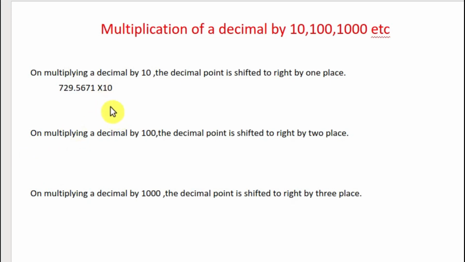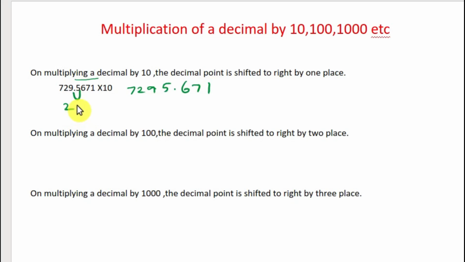Multiplication of a decimal by 10, 100, 1000, etc. On multiplying a decimal by 10, the decimal point is shifted to the right by one place. For example, here, this is the right side. So the decimal point is shifted from here to here. So 7295.671. Understood? I'm doing one more.